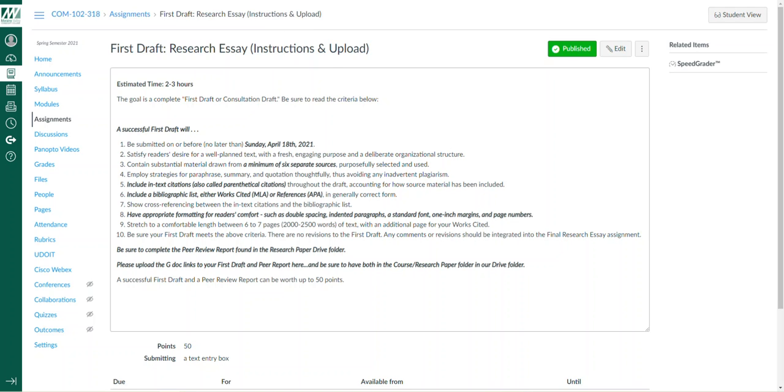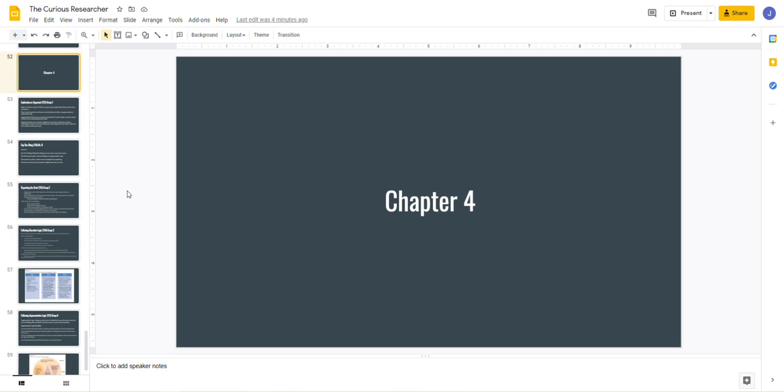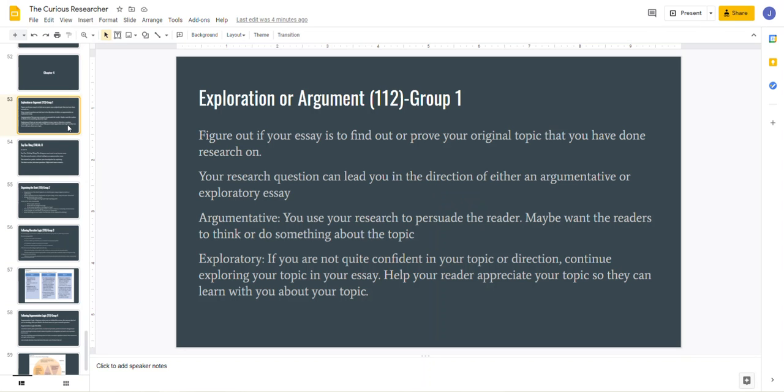So let me get to the PowerPoint on Chapter 4, I should say the slide presentation. So we're going to start thinking about how you go about organizing your particular research essay draft, right? So you want to figure out if your essay is to find out or prove something about your original topic that you have done research on. So you want to find out or prove something, thesis driven.